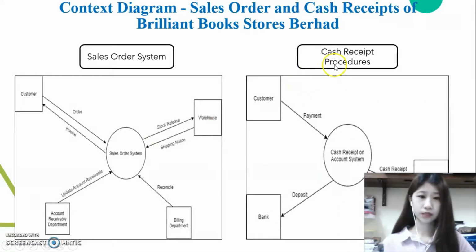For the cash receipt procedure, there are only 3 external entities involved, which are customer, bank, and general ledger. When the customer payment is sent to the system, the system will send the payment and the deposit slip to the bank. After that, the cash receipt on account system will update the cash receipt total to the general ledger.